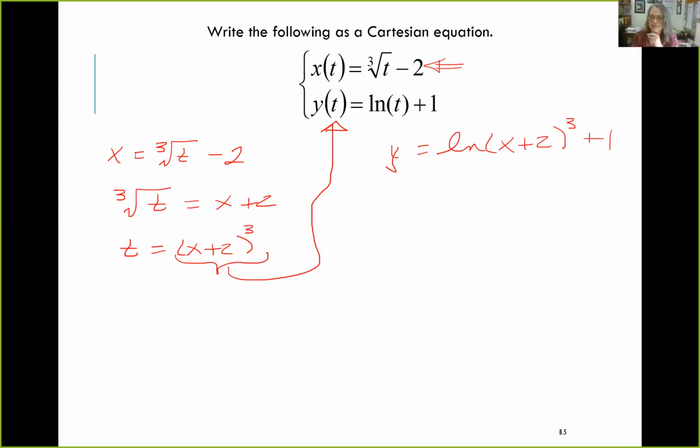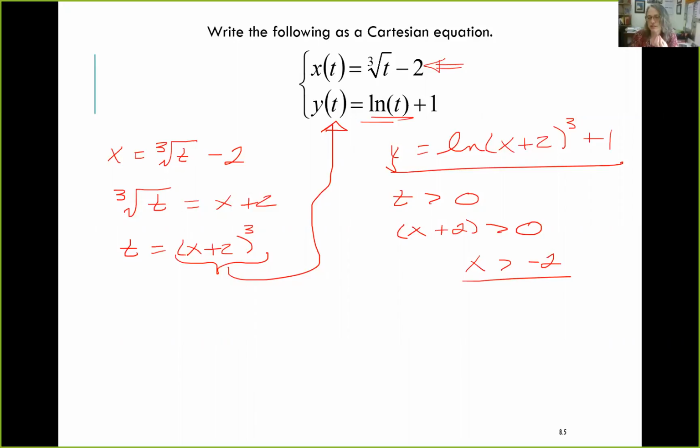Only one little caveat here. You see this guy right here? My original y is only defined for t greater than 0 because you cannot take the natural log of anything less than or equal to 0. So that means that we need to limit the domain of our combined equation to x greater than -2. So this is our equation. This is our domain limitation.